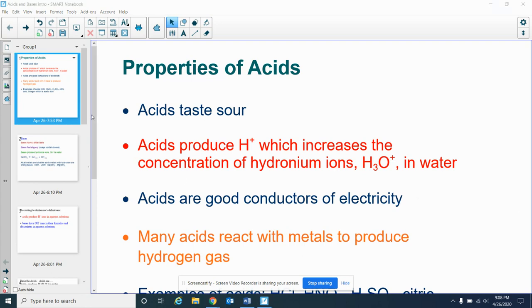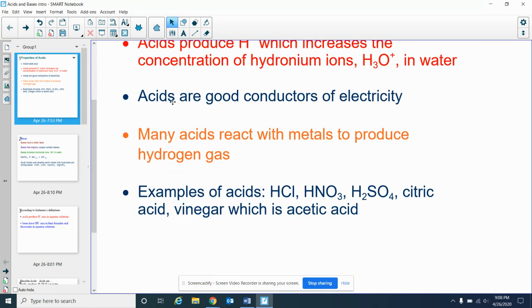And we can always remember that hydrogen gas is an H2 molecule, not just H. So when you're writing reactions to produce hydrogen gas, make sure it's H2.